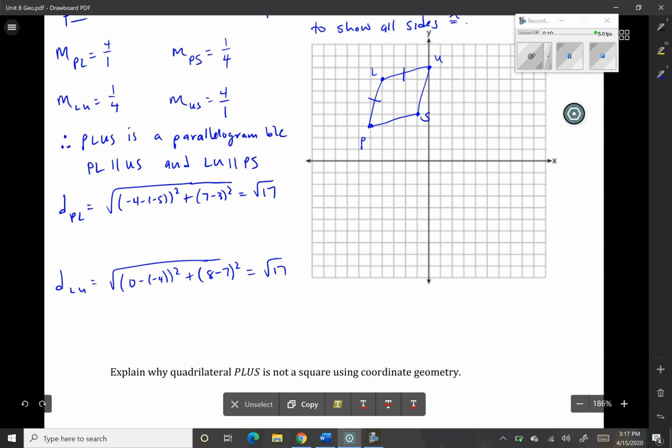So now you can say, therefore, PLUS is a rhombus because all sides are congruent. Now, by us doing parallelogram first, I'm already showing opposite sides are congruent. That's why I can say that.